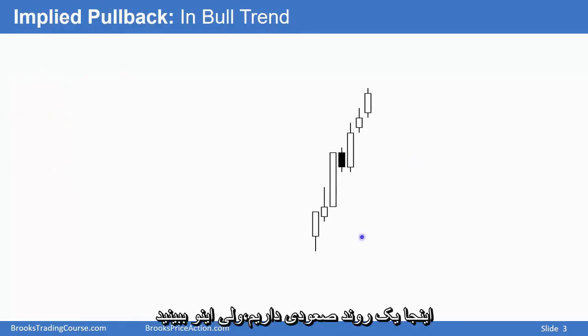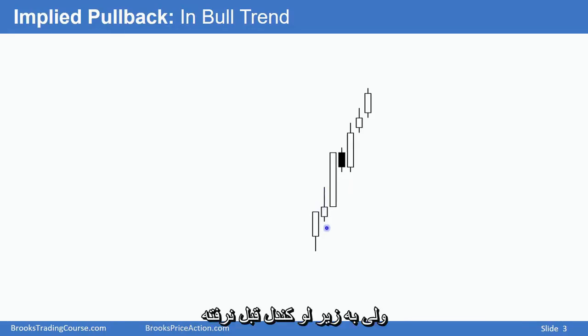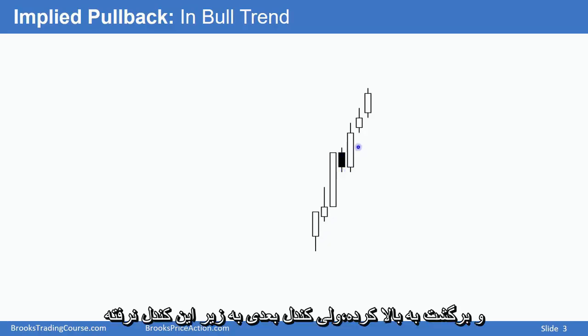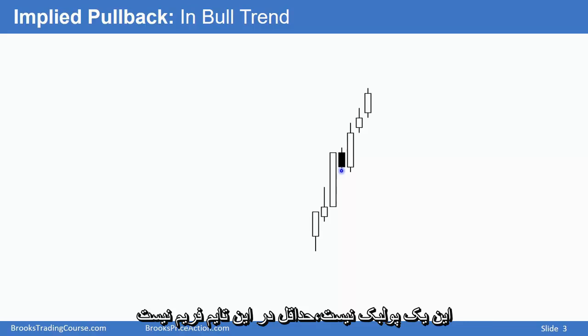Here we have a bull trend, but look at this. We have a tail on the top of the bar. So the market went up and it went down, but it did not go below the low of the prior bar. And here we have a bear bar. So the market opened here, traded down, and reversed up, but this bar did not go below the low of that bar. So it's not a pullback, at least not on this time frame.